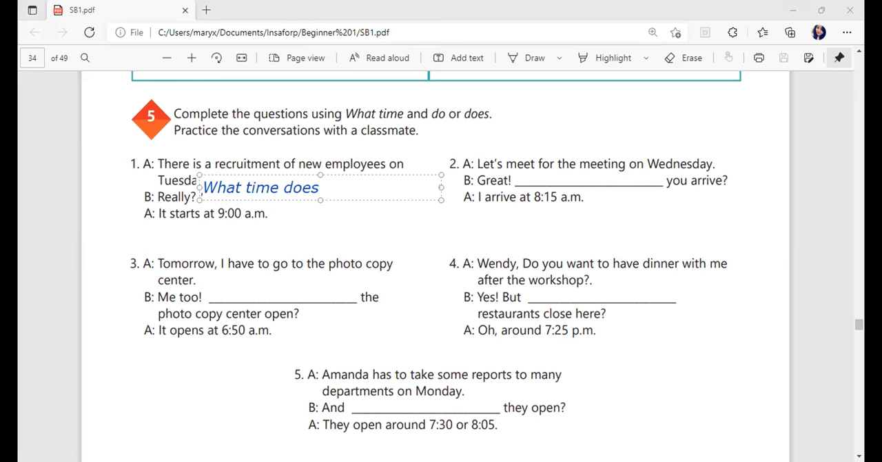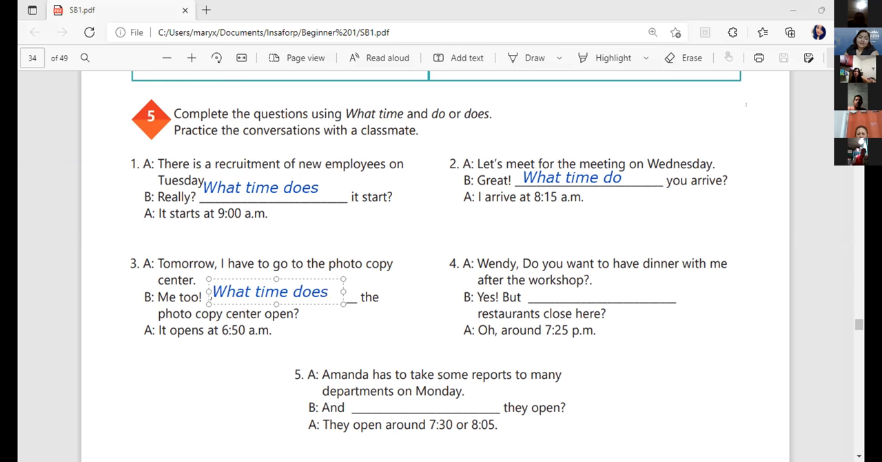What time does here? What do you have in number two, Caroline? Teacher, great. What time do you arrive? What time do? Excellent. Thank you. Number three, Mr. Escalante. One moment. Tomorrow I have to go to the photocopy center. Me too. What time does the photocopy center open? Very good. At 10 to 7 a.m. Very good. Thank you, David.